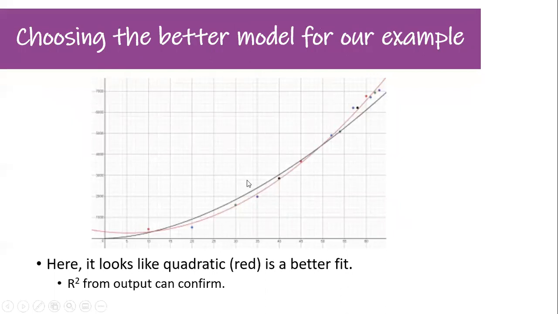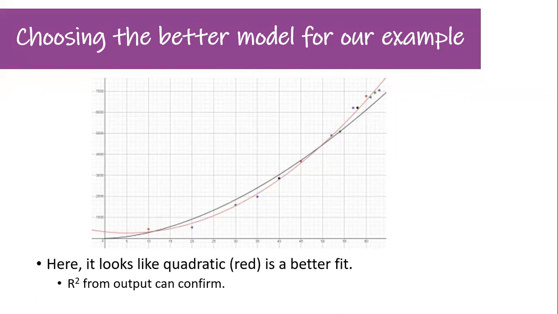If we graphed it, we can see that the red is our quadratic and the black is our power model. It looks like the red is a better fit for our data. It captures that curve more than this black, not as curvy line for the power model.